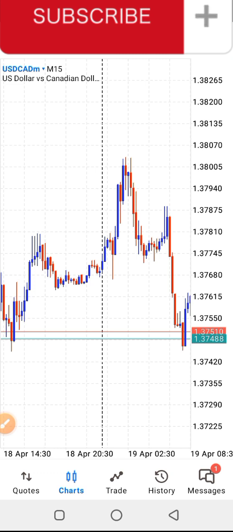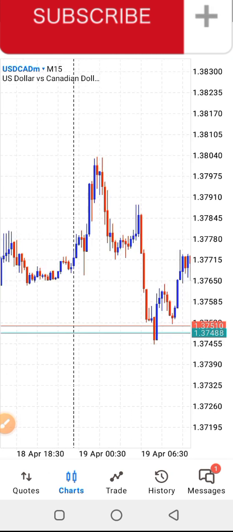What will you look for? You will look for an impulsive move in your direction. So let's say my sentiment is bearish. I'm looking for movements in the bearish direction, impulsive movements in the bearish direction. So once I see that impulsive move in my direction, that's when I now pull out my Fibonacci tool.